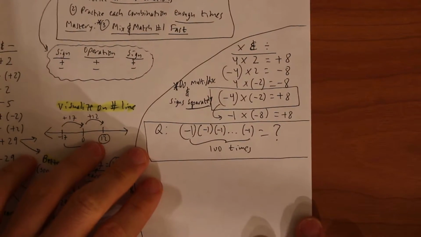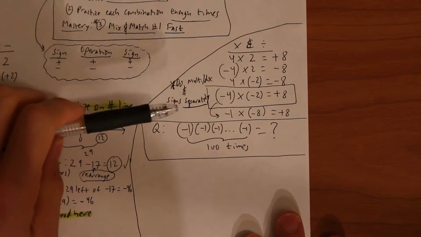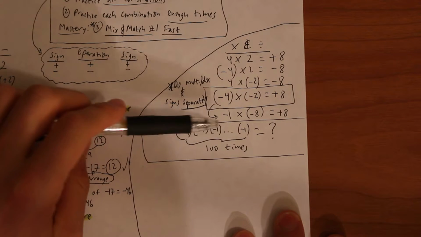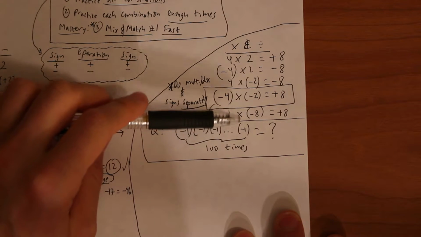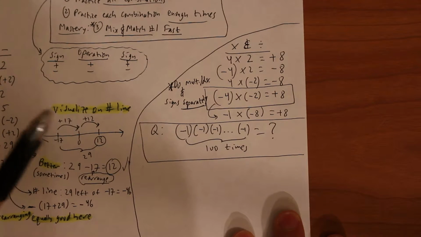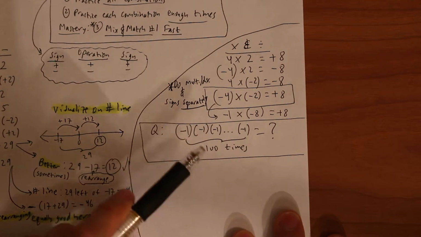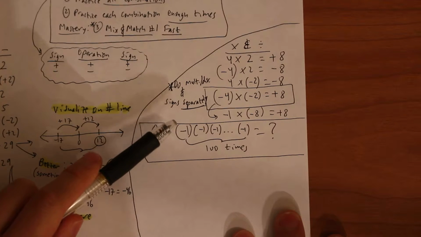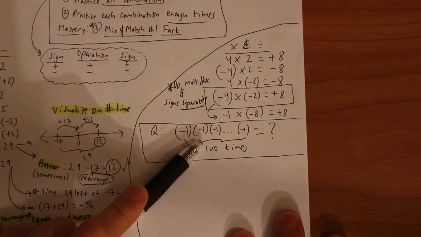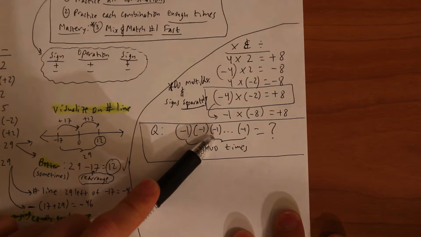So here's a question just to make sure you guys are getting this. Let's say you have negative 1 times negative 1 times negative 1, dot, dot, dot, which just means keep going, multiplying times another negative 1. So 100 of these negative 1s multiplied. Let's see what would happen. We don't actually have to do this 100 times. A negative 1 multiplied by another becomes a positive 1. Multiplied again, back to negative 1.